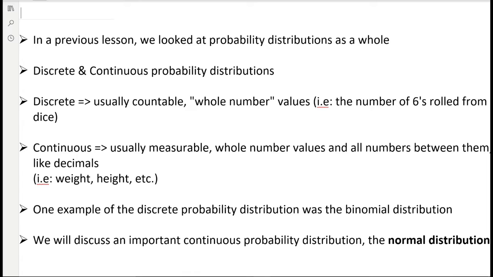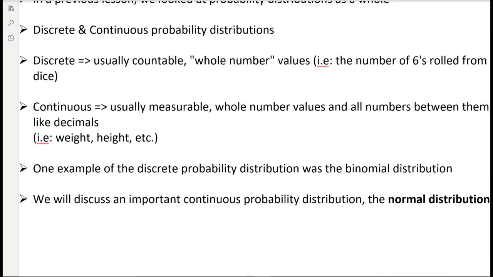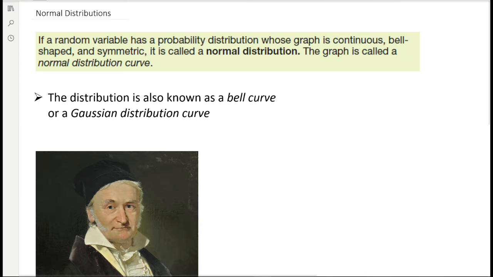Now, one example of a discrete probability distribution was the binomial distribution, which was in 5.3. Now we're going to actually discuss an important continuous probability distribution, the normal distribution. So the normal distribution: if a random variable has a probability distribution whose graph is continuous, bell-shaped, and symmetric, it is called a normal distribution. The graph is called a normal distribution curve. Now the distribution is also known as a bell curve or a Gaussian distribution curve.